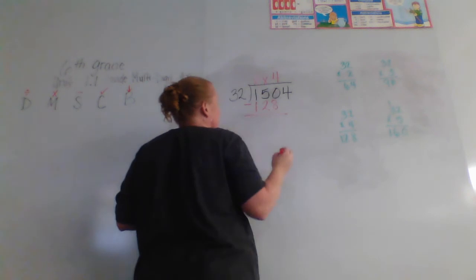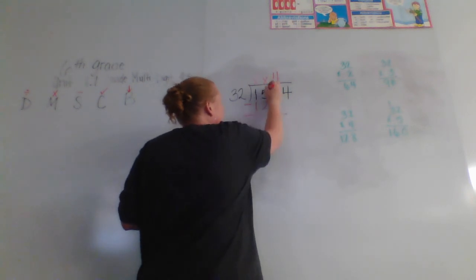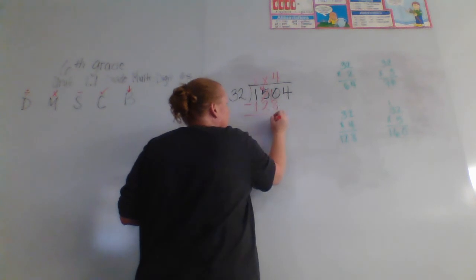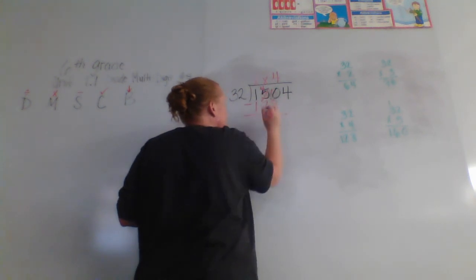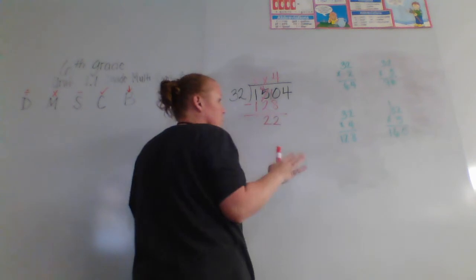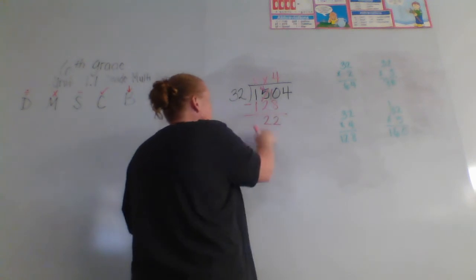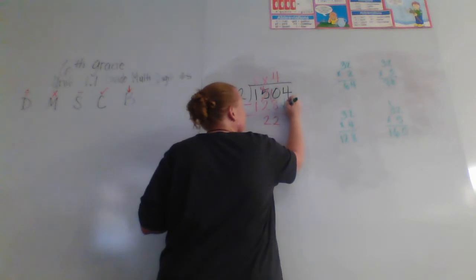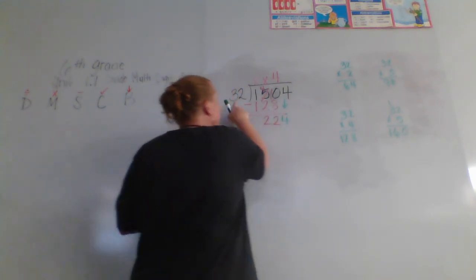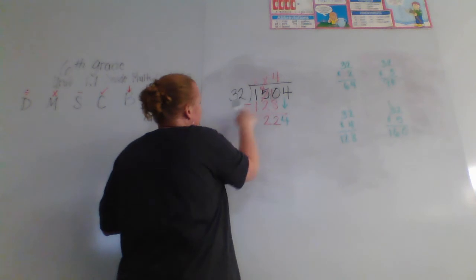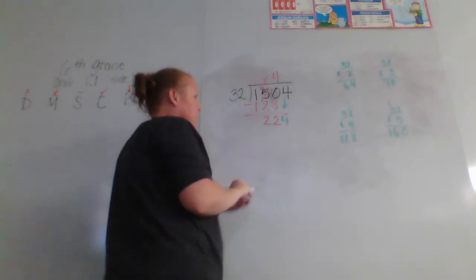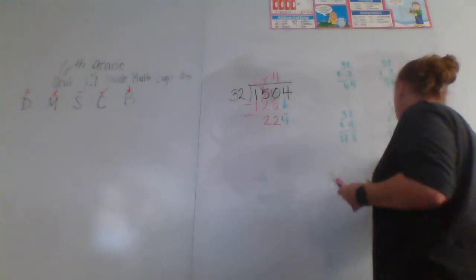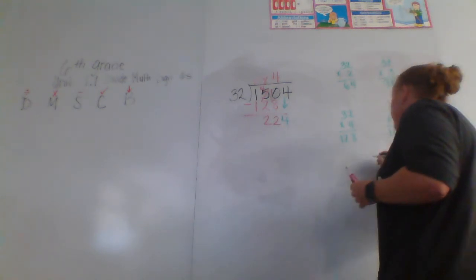Now my subtraction. 0 can't take away 8, so I need to borrow. 10 take away 8, 2. 4 take away 2, 2. Done. Okay? 22 is definitely smaller than 32, so I'm clear to bring down my 4. Okay? So now, 32 into 224. Well, I didn't go up that high, so I'm going to have to go up a little bit higher in my multiplication. And I'm going to guess probably about a 7.